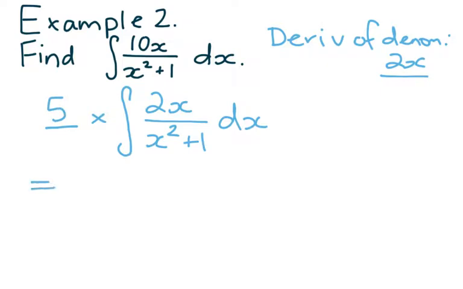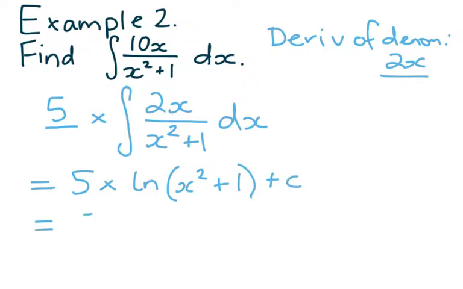And then we integrate the 2x over x squared plus 1. That's going to integrate to the natural log of x squared plus 1, because we're looking at this as a chain rule type question. And of course, we've got the 5 times the natural log of x squared plus 1 plus c. So again, we just write that as 5 natural log of x squared plus 1 in brackets, and then plus c on the end.